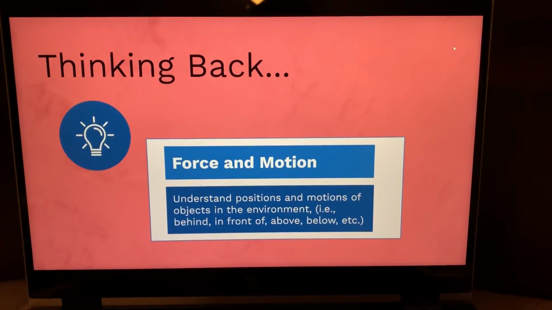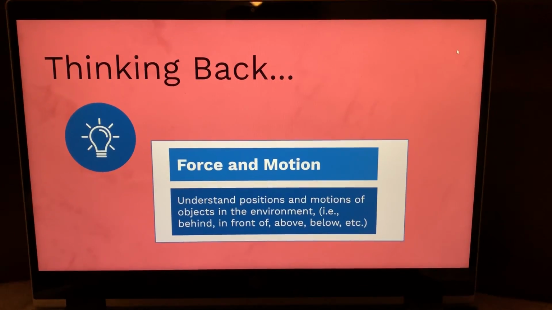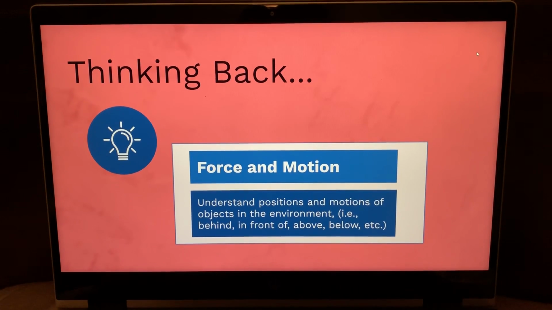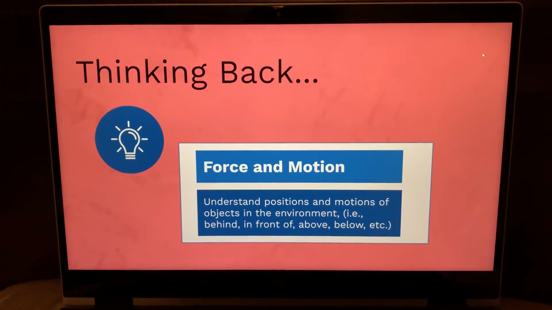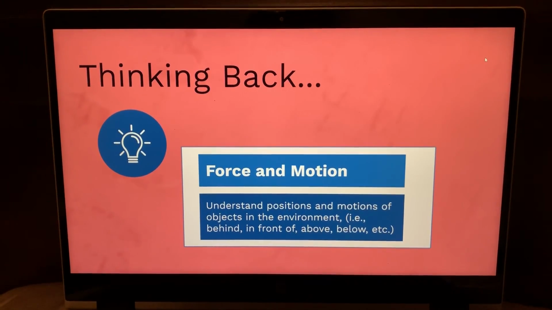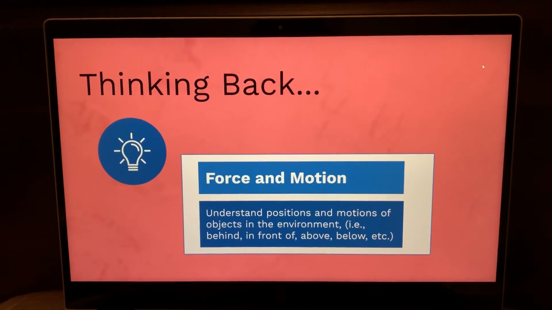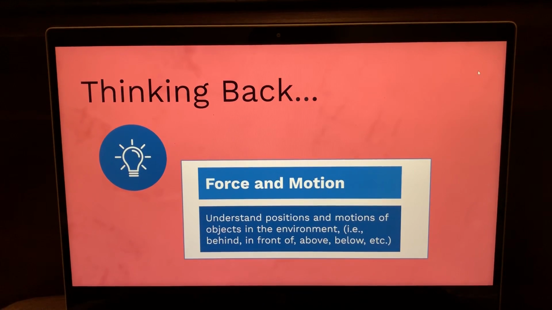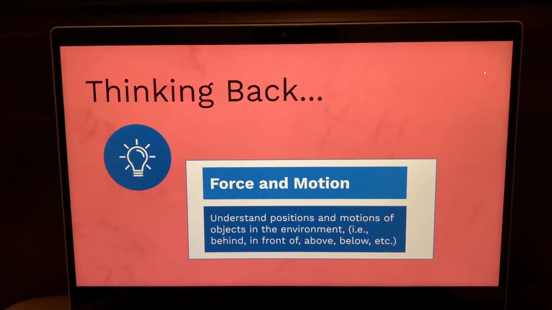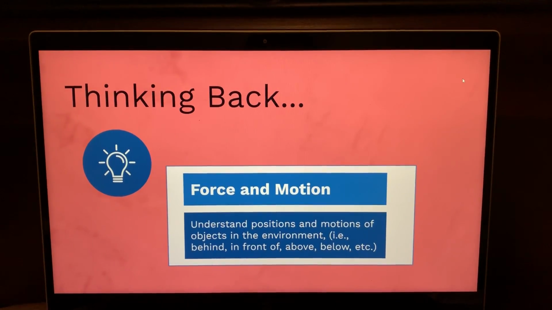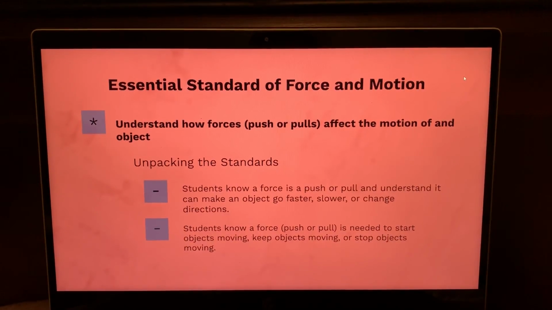To tie that into what they should already know, it goes back to their kindergarten objective where they're supposed to compare the relative position of various objects observed in the classroom and outside, using positioning words such as in front of, behind, between, on top of, above, under, below, and beside. So in the next couple of slides, you'll see where we tie that in.